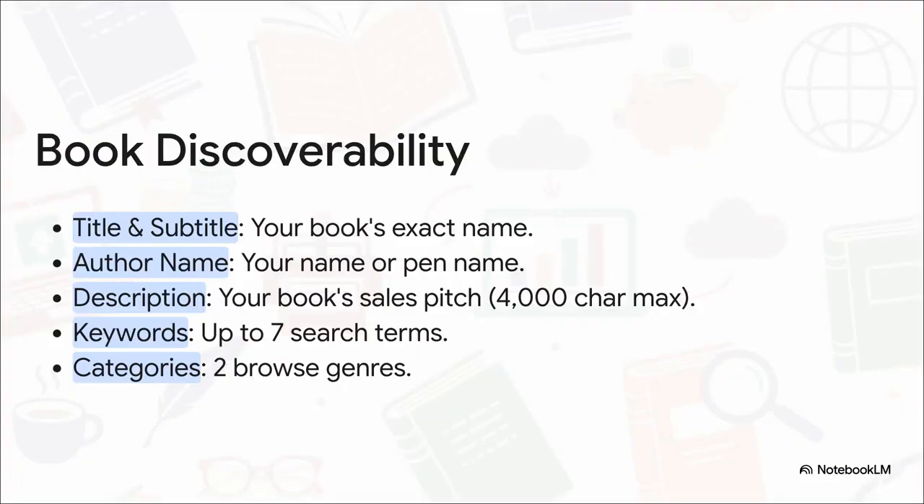Now, I really want you to pay attention here, because this stuff is so important. These details aren't just about filling out a form. They are literally the map and the signs that help readers find your book in the massive world of Amazon. Your description is your sales pitch. Your keywords are what people are typing into the search bar. And your categories put your book on the right virtual shelf. If you get this right, you make it easy for people to discover you.